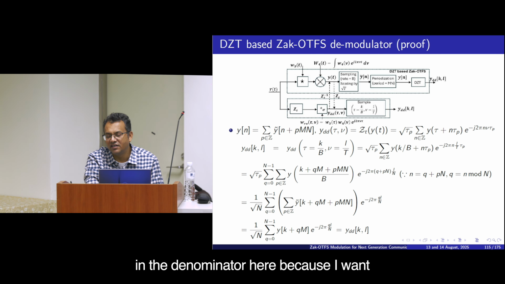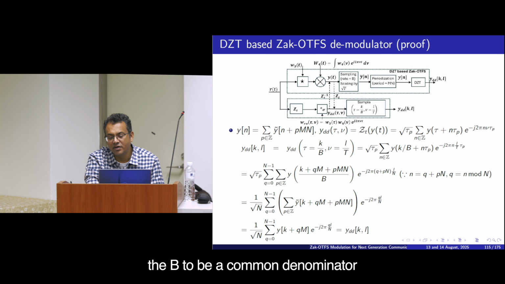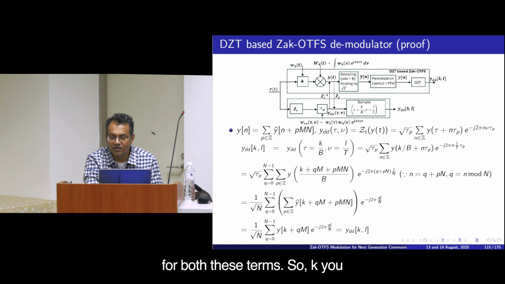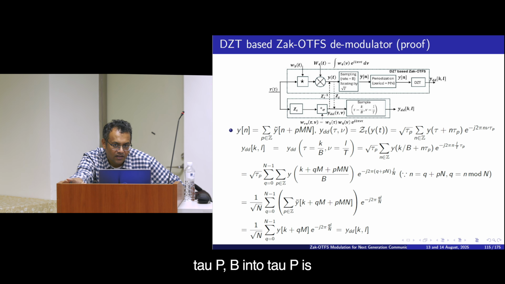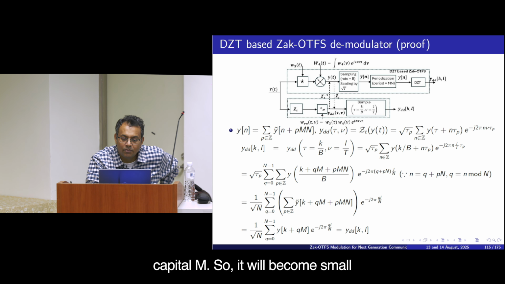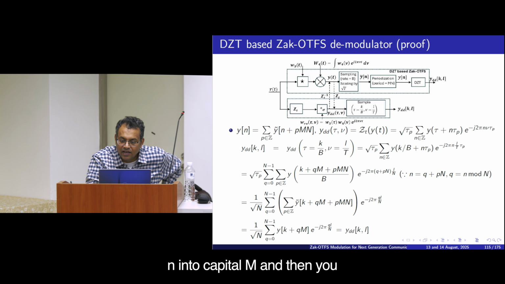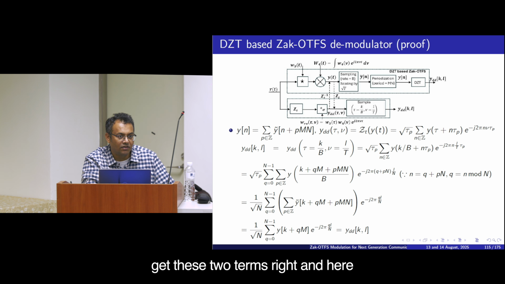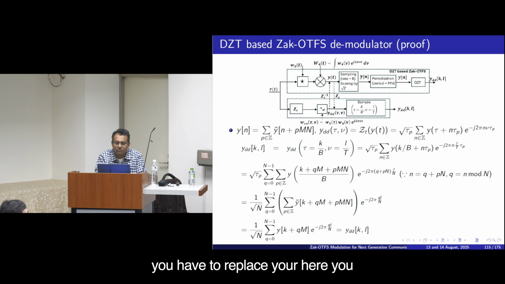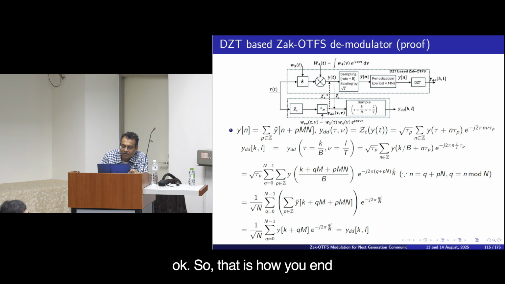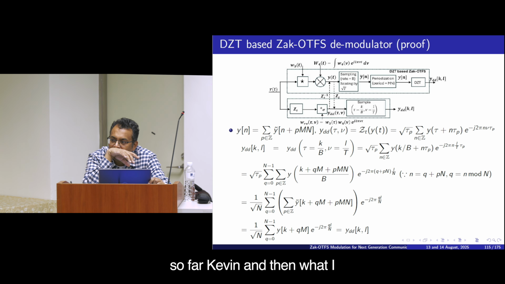You take this b in the numerator here, because I want the b to be a common denominator for both these terms. So k you will get from here, but this other term will be n into b into tau p, and b into tau p is capital M. So it will become small n into capital M, and then you multiply this with, this is your n. So you multiply with capital M, you get these two terms. And here you also have to replace this n with q plus p times capital N. So that is how you end up with this equation. Is it okay so far, Kevin?